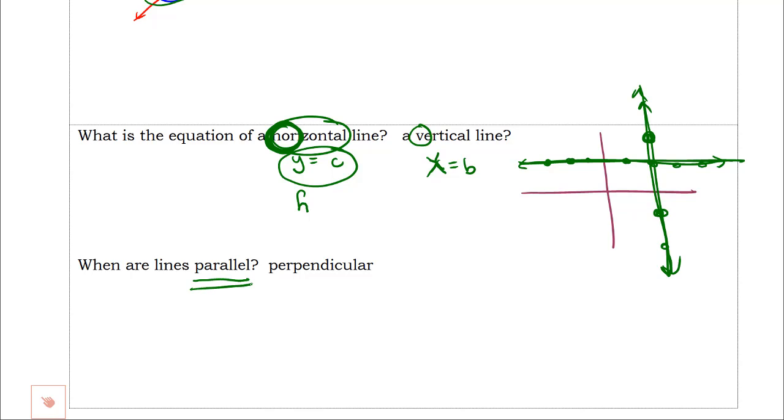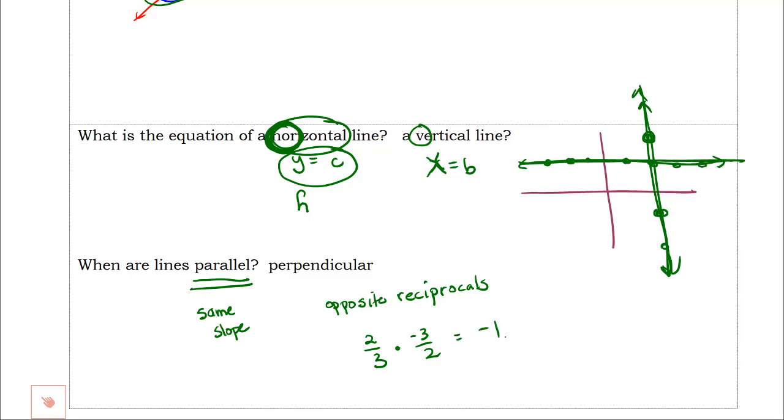When a line is parallel, same slope. When are lines perpendicular? Opposite reciprocals. For perpendicular, there's one exception where they're not opposite reciprocals. You know what it is? Horizontal and vertical. Because if I have 2/3, what's the opposite reciprocal? -3/2. When you multiply opposite reciprocals, what do you get? -1.